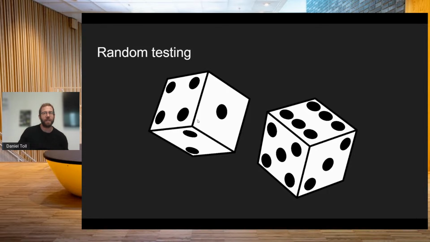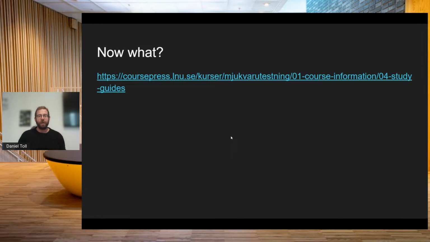We could have random testing even for more elaborate kinds of inputs. So you can have, for instance, we can randomly generate code, and then we input that into a compiler.